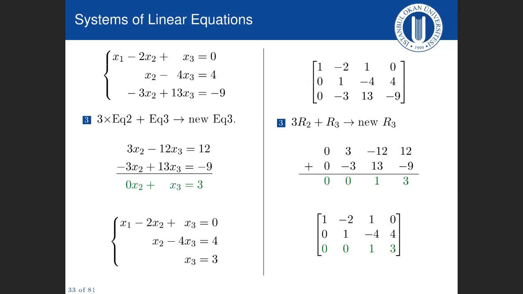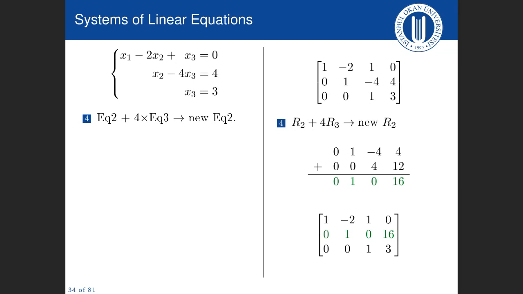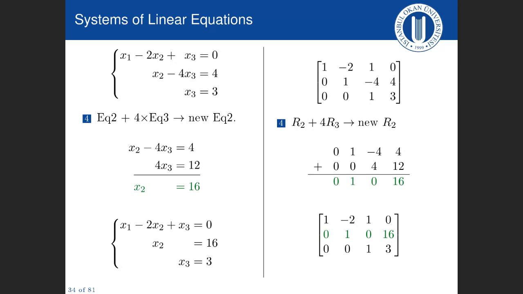Now, step 4. Again, let's do the augmented matrix first. I'm going to do R2 plus 4 times R3, and that will become the new R2. So here we go. It's 0, 1, minus 4, 4, plus 4 times R3, so that's plus 0, 0, 4, 12. Add these together, we get 0, 1, 0, 16. So that's my new row 2. Look to the left now. I want to do equation 2 plus 4 times equation 3, and that will be the new equation 2. The new equation 2 is going to be x2 is equal to 16.